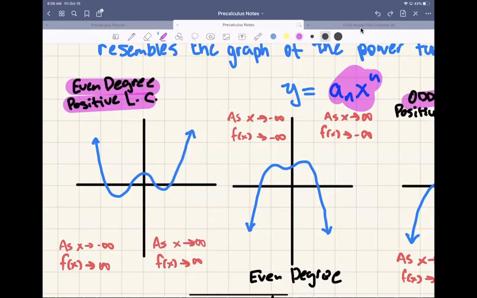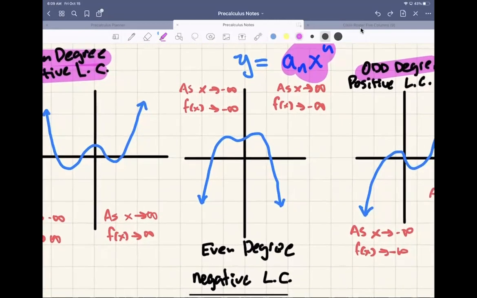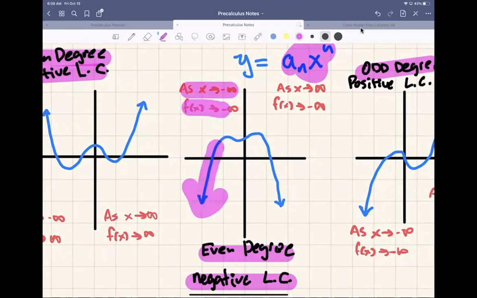Similarly, for even degrees with negative leading coefficients, as x goes to negative infinity, so if we head towards the left, then our graph is going to keep going down to negative infinity. And as x approaches positive infinity, our y is going to go down to negative infinity. So for even polynomials, wherever the y values are going is going to be the same for the positive and negative sides of the graph, because it's somewhat symmetrical across the y-axis.